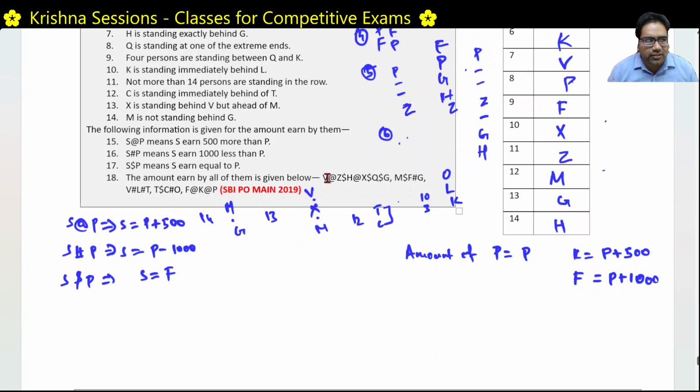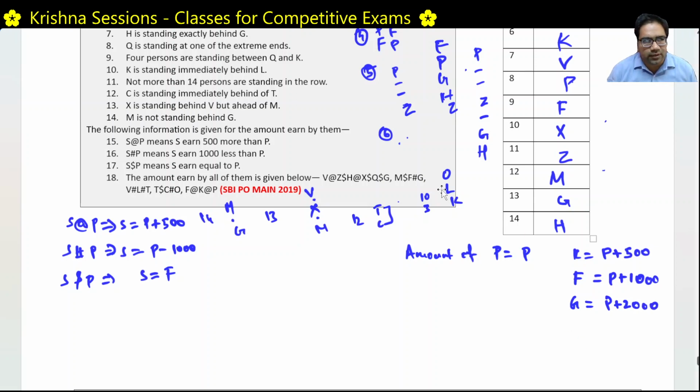Let's try to read any other F's or K's or P's. F hash G means F is 1000 less than G. What does that mean? That means G has to be 1000 more than F. So G is P plus 2000.